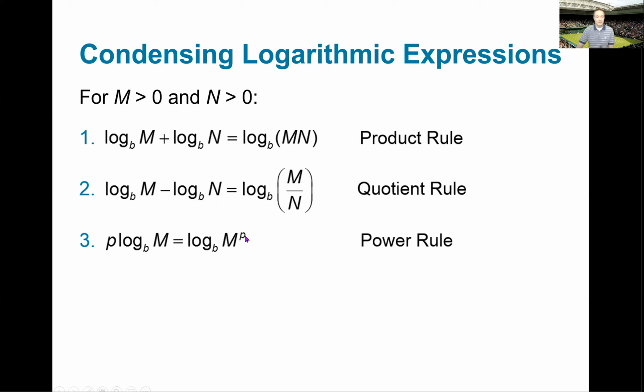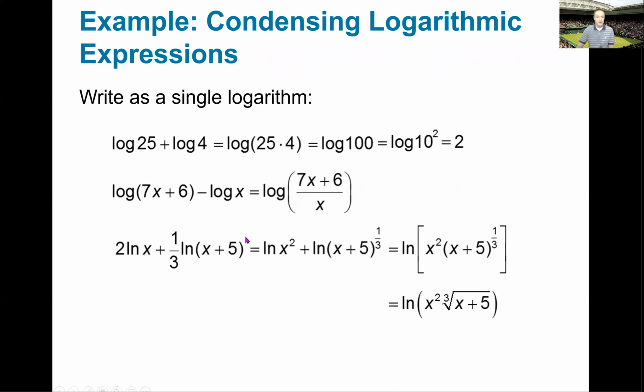Sometimes it's better to write in condensed form. It depends upon the scenario. So let's say I tell you to write as a single logarithm and you're given the log, base understood 10, of 25 plus the log of 4. So you'd say, well, okay. If you bring those together, the 2 separate logarithms being added becomes the logarithm of their terms being multiplied. So that's the log of 25 times 4. And in this case, you can see why it was better to write it in condensed form, because the log of 100, that's easy.